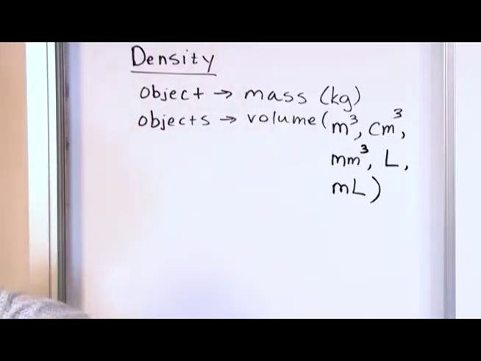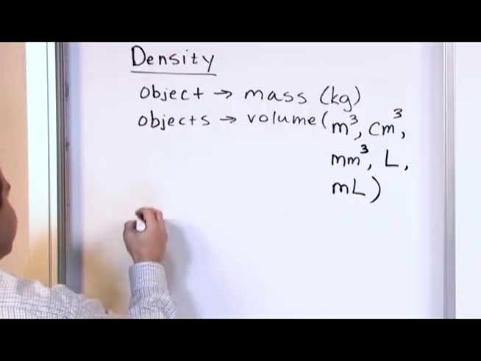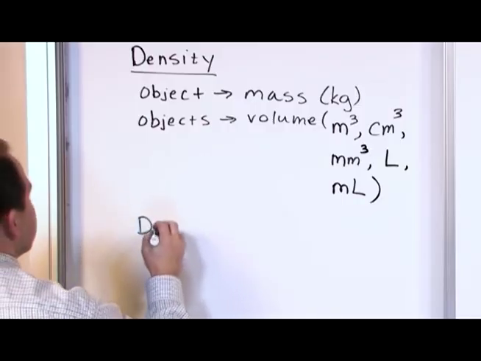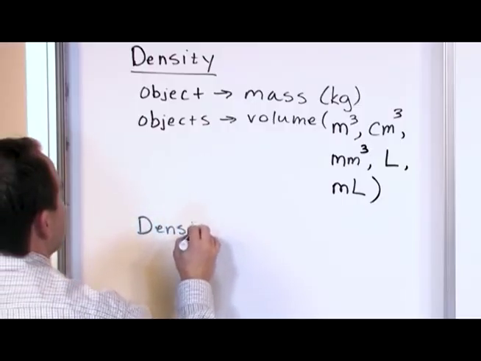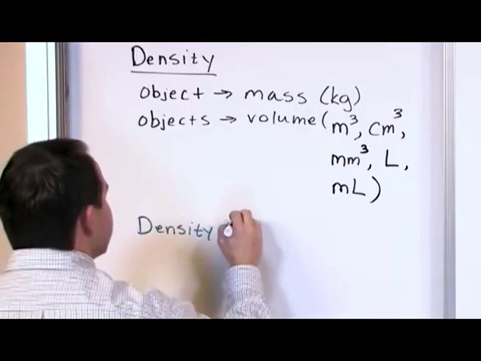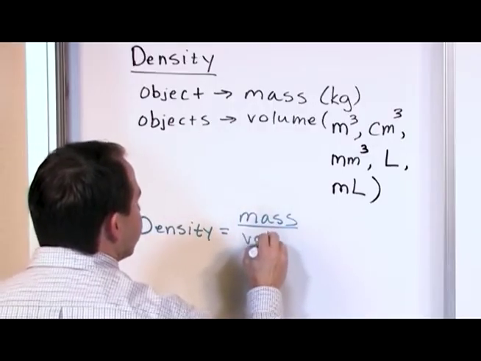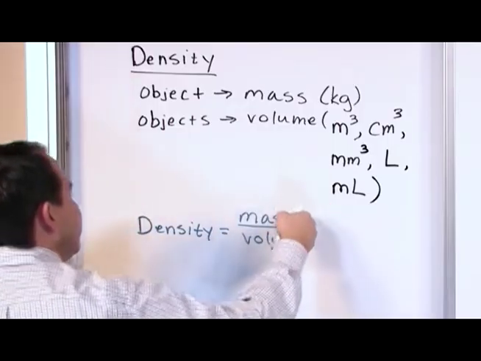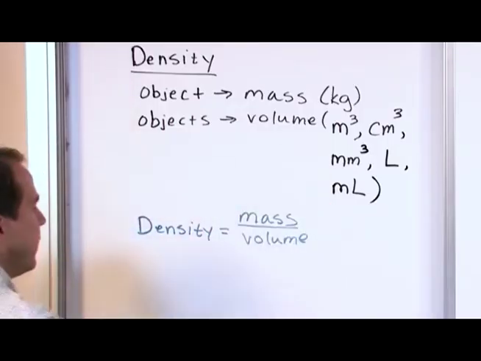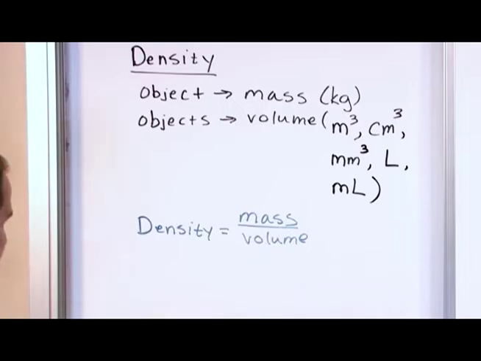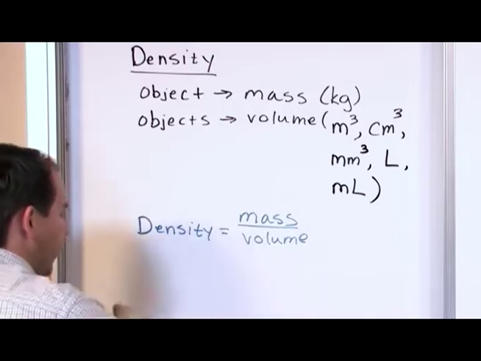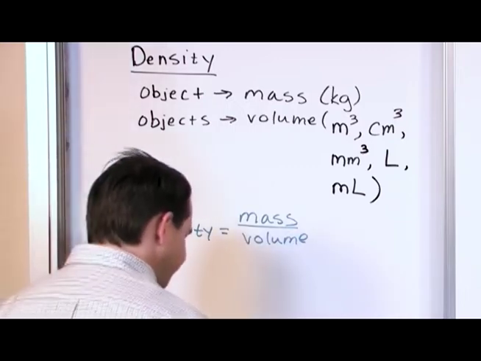Now when we combine these two guys, the density is equal to the mass literally divided by the volume. So if you measure some mass, stick it in your calculator, measure a volume, stick it in your calculator, and divide those two numbers, you're going to get the density here.